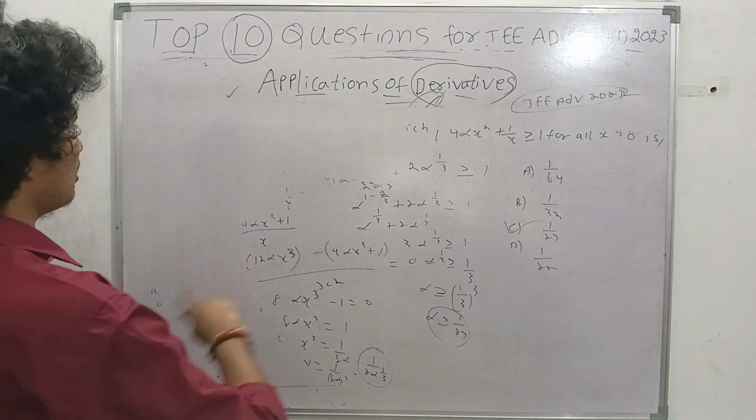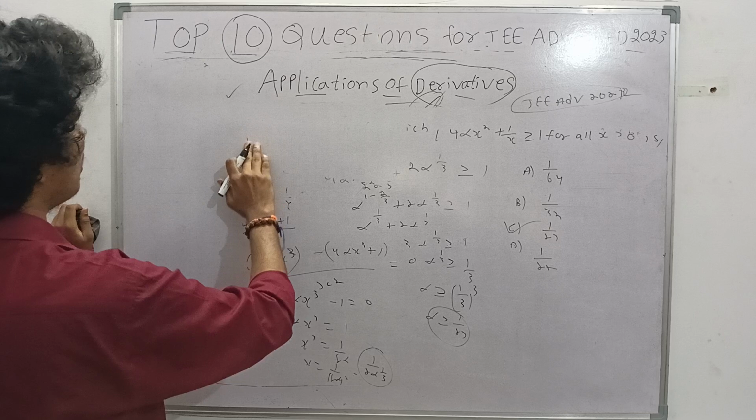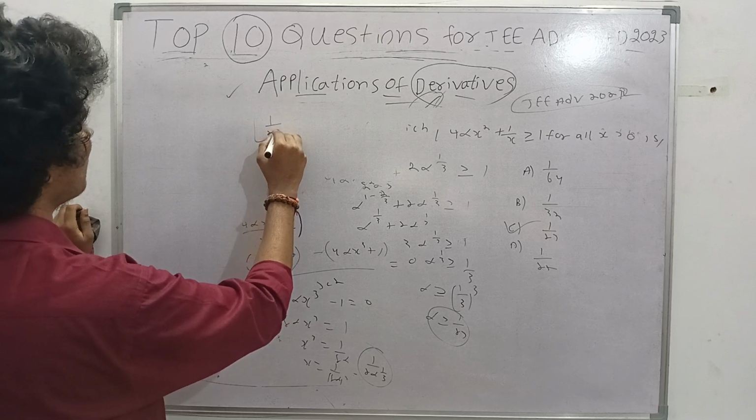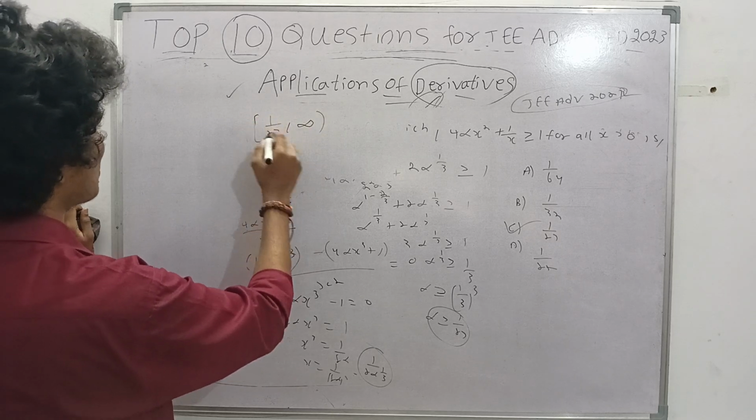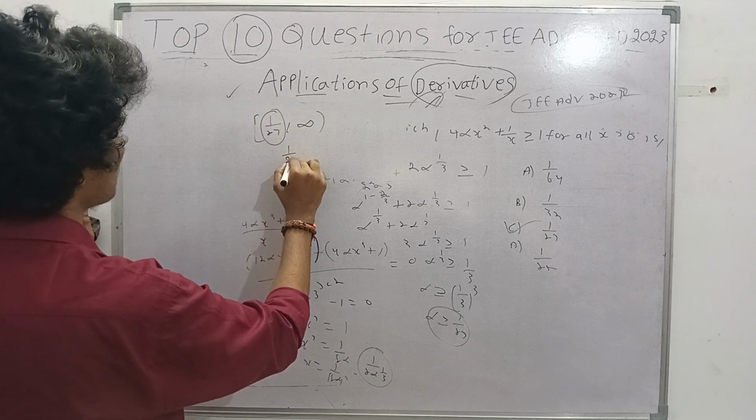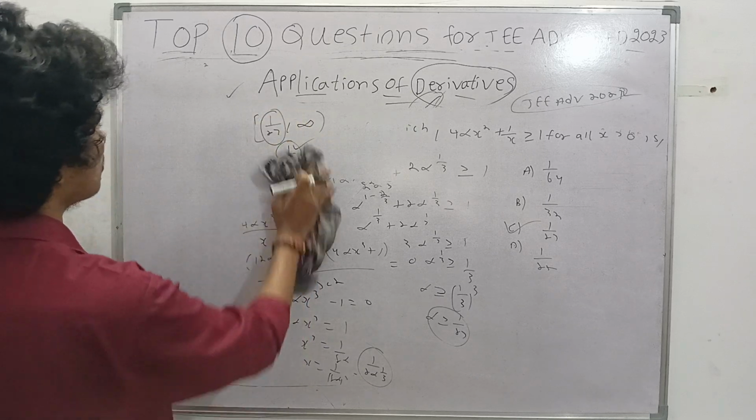Alpha can be anything. Alpha can be greater than 1 by 27 and up to infinity, any value. But what is the least value of alpha? That is 1 by 27. Like this you have to report.